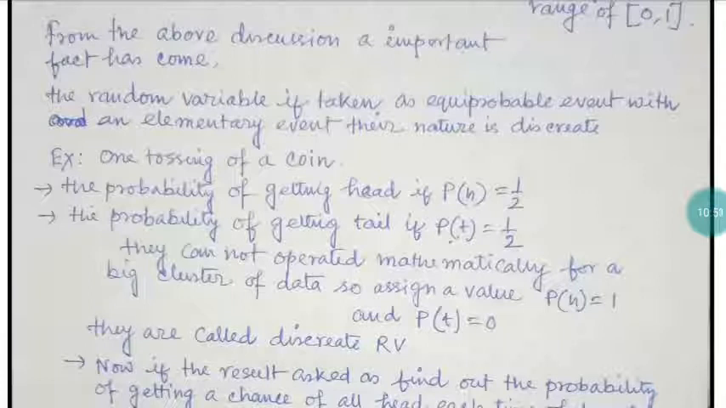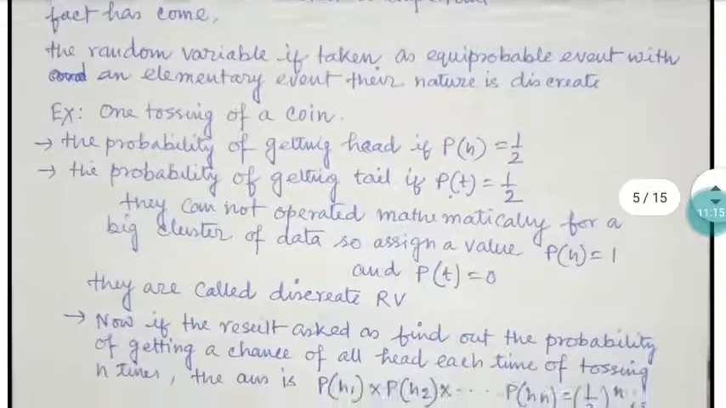So they cannot be operated mathematically for a big cluster of data, so assign a value as PH equals 1 and PT equals 0. So here two random variables are being created as 1 and 0. So these variables are called the discrete random variables. Okay, what I am telling you is from the last class.